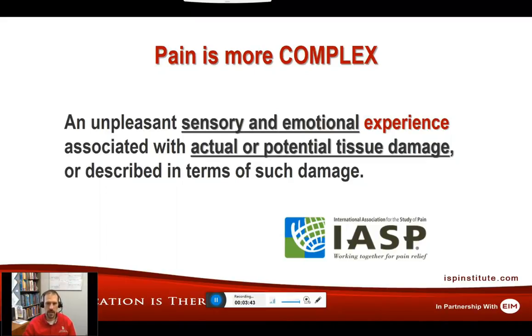If we use the International Association for the Study of Pain definition, pain is an unpleasant sensory and emotional experience associated with actual or potential tissue damage, or described in terms of such damage. In this definition, I've highlighted and underlined a few things that are key for us to understand. One is that pain is both sensory and emotional. Different from Descartes, where it was thought to be physical, sensory, or emotional, made up of the mind, that it was one or the other.